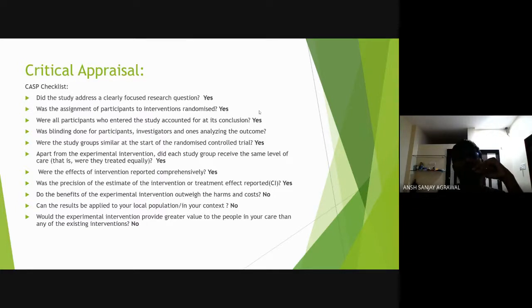Were all participants who entered the study accounted for at its conclusion? Yes. As you saw in the population flow table, they have quite exhaustively mentioned the reasons for participants dropping out, such as loss to follow-up, withdrawing consent, or some other reason.